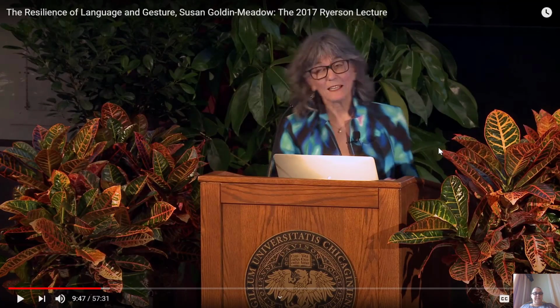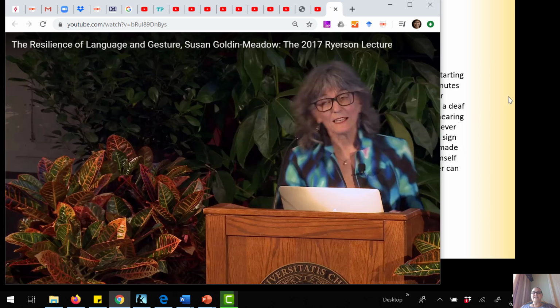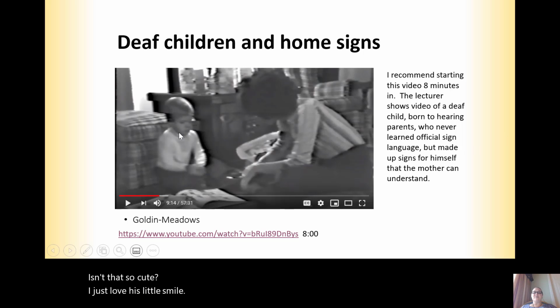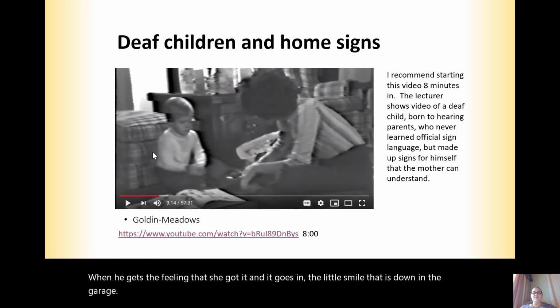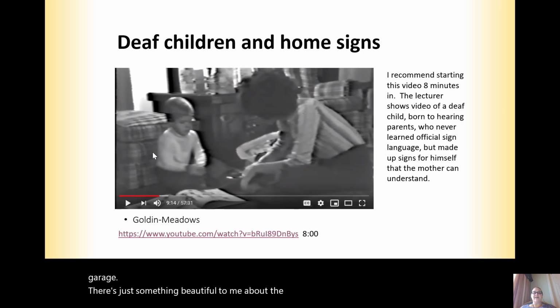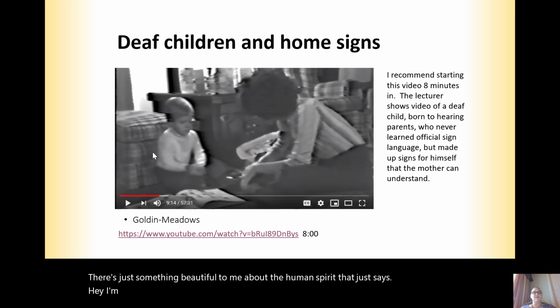Okay. Like, I just love his little smile when he gets the feeling that she got it. And he gives her the little smile that it is down in the garage. There's just something beautiful to me about the human spirit that just says, hey, I'm here and I'm going to talk to you with whatever I've got available. And then it's also like, nice job, Mom.